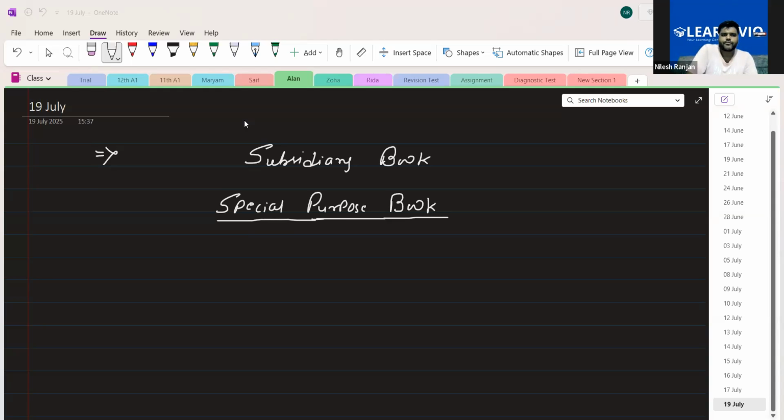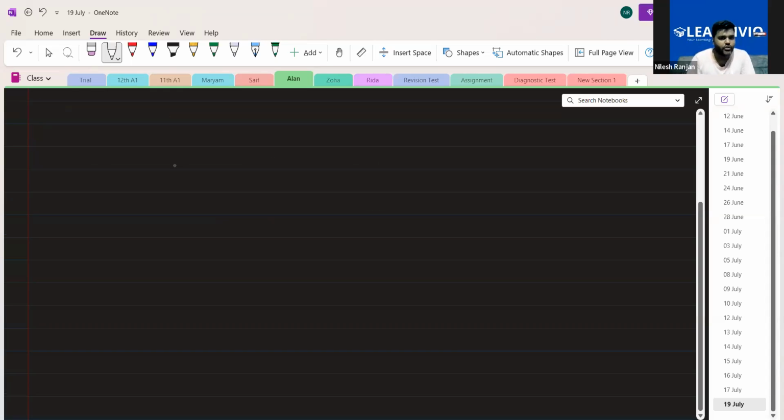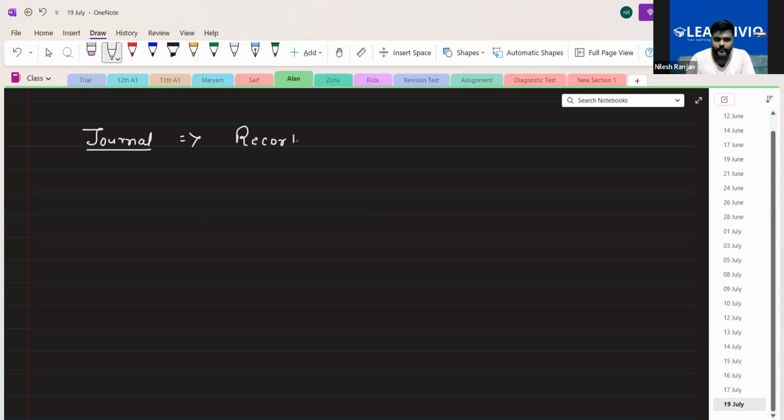I don't remember exactly. I told you that there is a problem that we are not able to find any balance, or we are not able to calculate the total of any account, like purchase, sale, expenses. That's why we prepare a ledger. First of all, think about it. In journal, what do we do? We record the transactions.